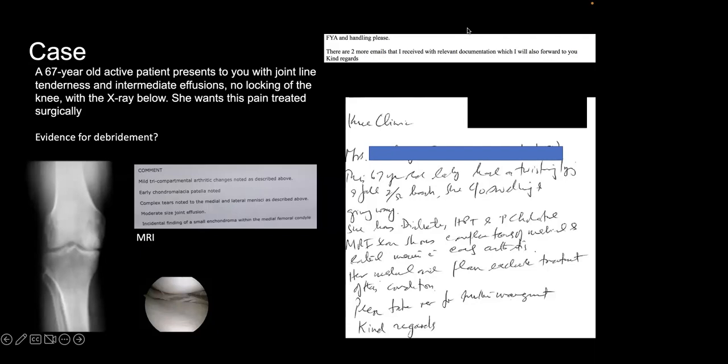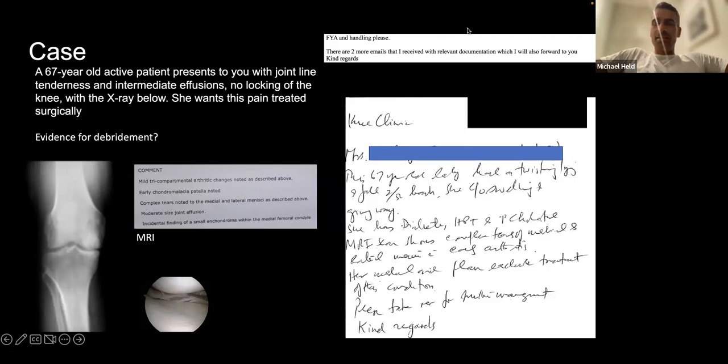She wants a pain... Yeah, there's just a whole bunch of pressure on me here. This is a real case. So this is from the hospital manager. They say they've already written 2 emails and they've given me the relevant documentation and they want me to now sort it out. This is from our colleague. She's saying this patient has diabetes, hypertension, and cholesterol, but the MRI shows a clear tear.